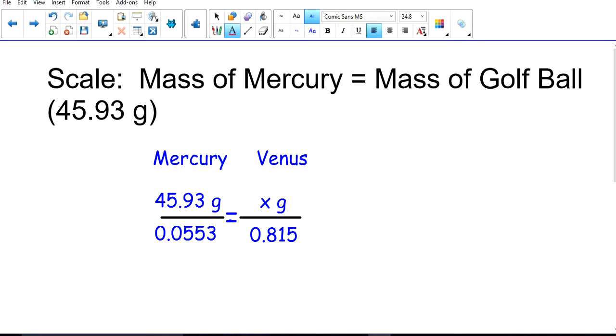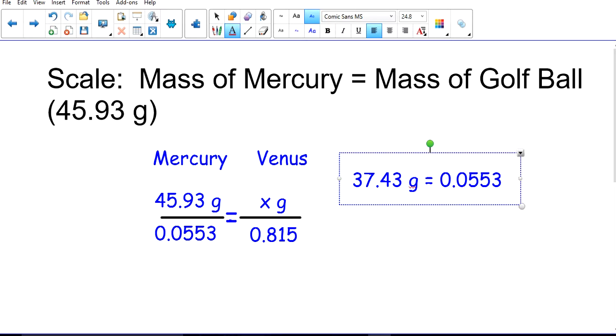So how do I solve for this proportion? Well, I just simply cross multiply. When I cross multiply, I'm taking 45.93 times 0.815. That's going to be equal to 37.43, and since the grams doesn't cancel, I just have grams. That's equal to 0.0553 times x.